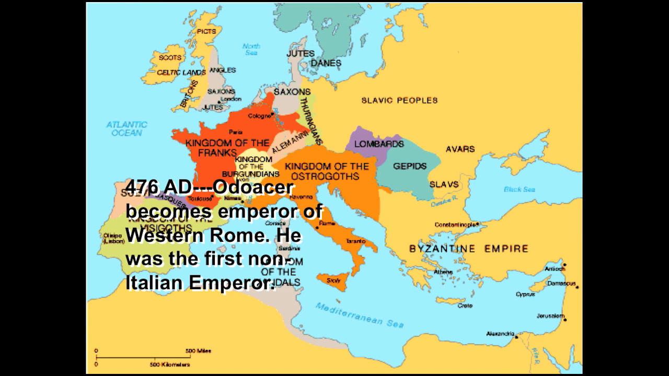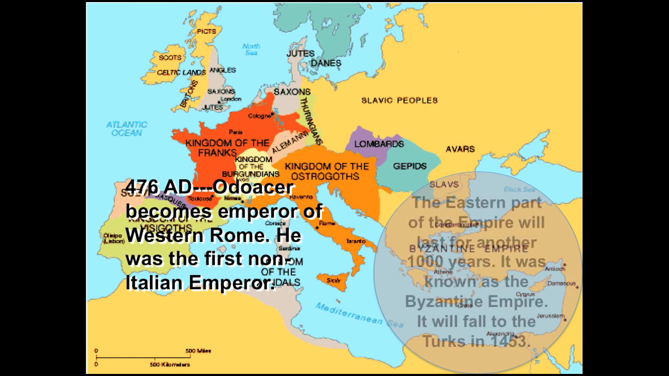But the Roman Empire didn't actually fall completely. Out here in the east, there was still an emperor in Constantinople. And this is not going to be the Roman emperor. They're going to call it the Byzantine Empire. And we'll be looking at that in a later unit. The eastern part of the empire will last another 1,000 years. And it was known as the Byzantine Empire. And it will eventually fall to the Turks in 1453. So that's, in a nutshell, the rise and fall of the Roman Empire.